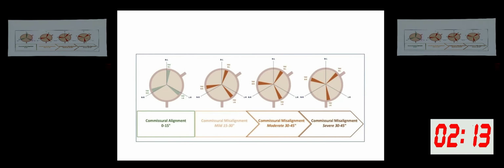Here, if you see, the commissural alignment is along the coronaries, so it is very difficult to intubate the coronaries when the patient comes with MI. So always this CT will give a proper picture. Again, 0 to 15 and 15 to 30 are acceptable up to this. Moderate and severe commissural misalignment is difficult.